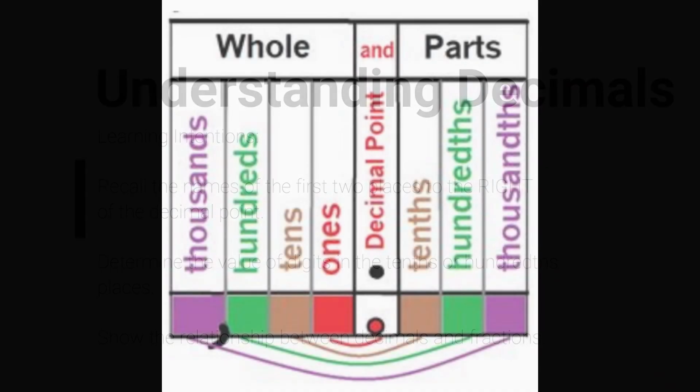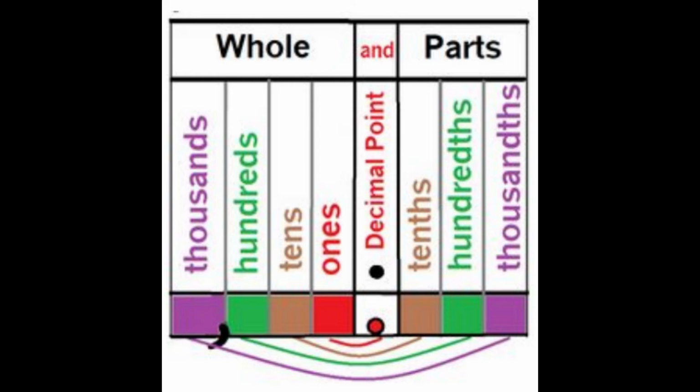Our first learning intention is to know the names of the first 2 places to the right of the decimal point. So take a look at this place value chart. We see our decimal point in the center with the whole numbers to the left and the parts to the right. All those parts are numbers that are smaller than 1. That is why they are to the right of the ones place, or the right of the decimal point.